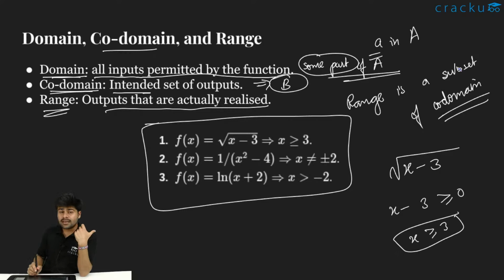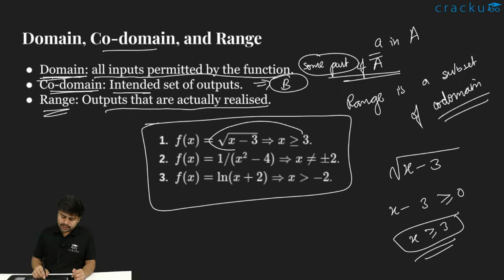So if x is less than 3, this function will not be defined. You can say that I will allow x, which is the input, to take any real number value, but it will not take any real number value. It will only take the values that are greater than or equal to 3. Since it will only take those values, we say that the domain of this function is all the values greater than or equal to 3.